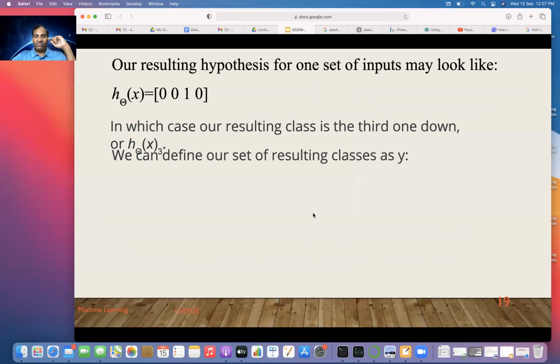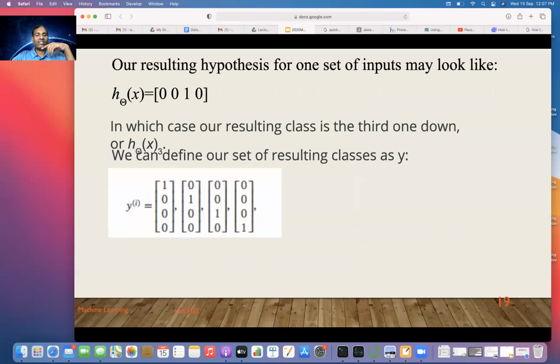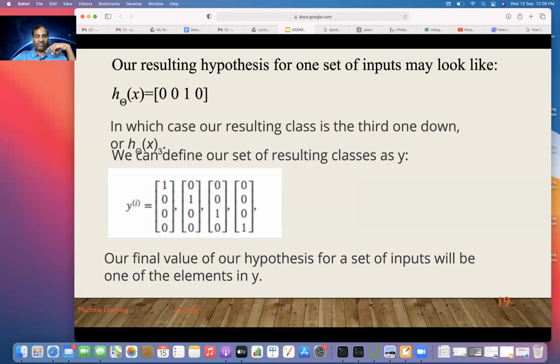We can define our set of resulting classes as y. So y i equal to 1, 0, 0, 0 means your prediction y you don't represent as a class name, you represent as a vector. If it is class 1, then in the first place it is 1. If it is class 2, only the second element in this column vector is 1. If it is the third class, the third value in this column vector will become 1. All others will become zeros. So our final value of our hypothesis for a set of inputs will be one of the elements in y.